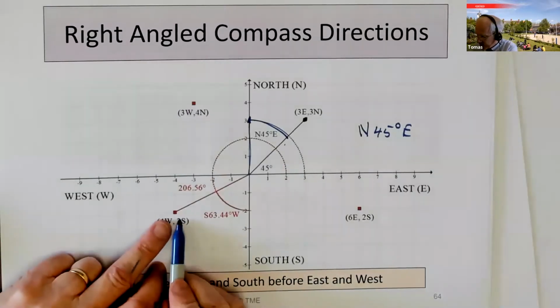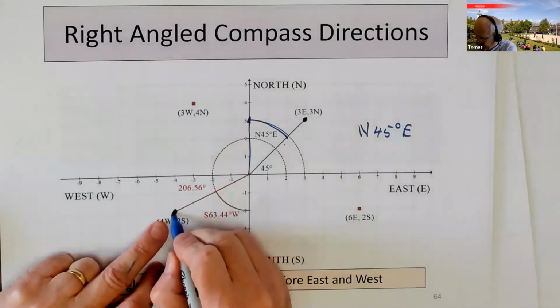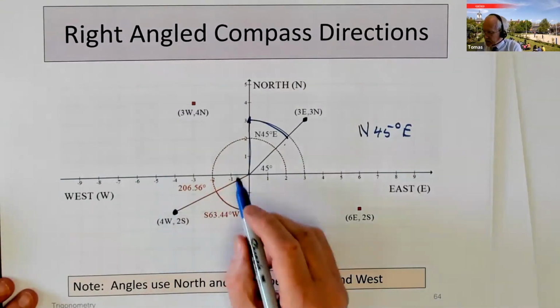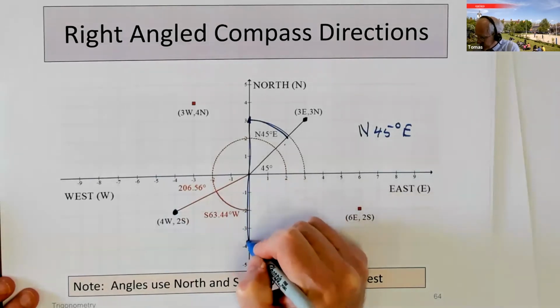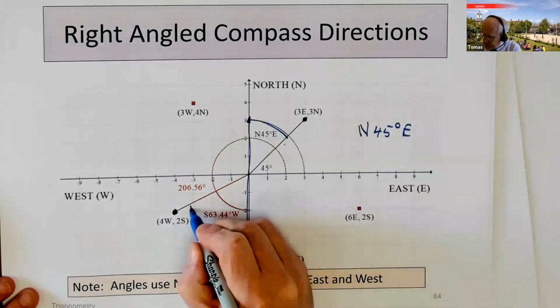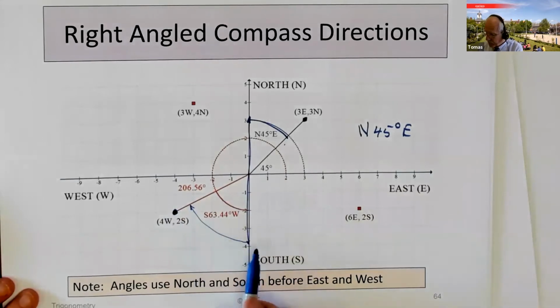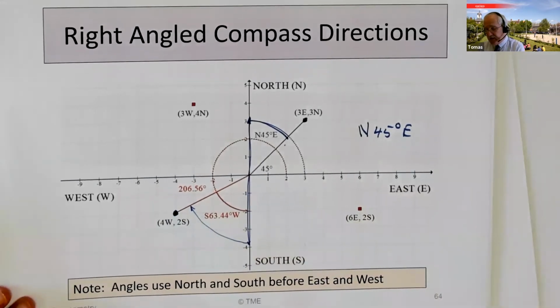In this case here, where's that? Well, to get to that point in XY, I'd normally go this way, but here I have to go south first and then turn. So I go south, turn through the angle 63.44 to find that point there. So that's how they define them on a compass set.